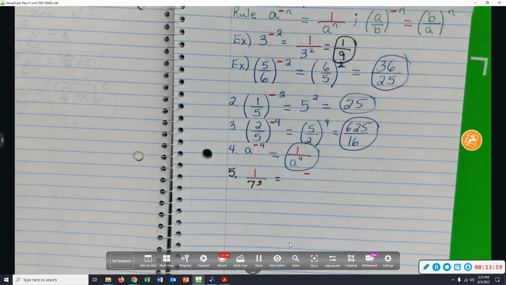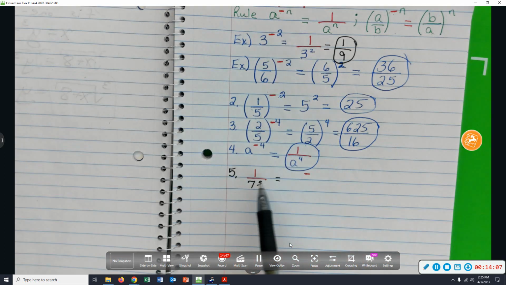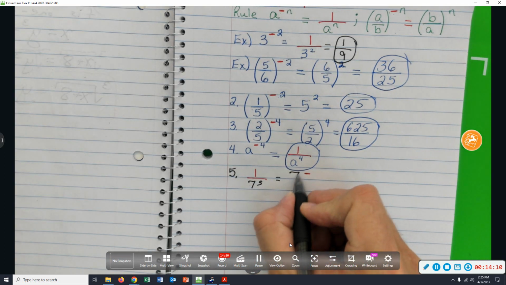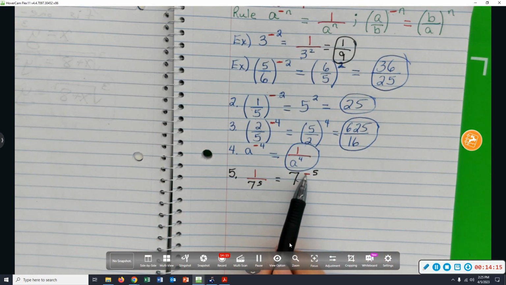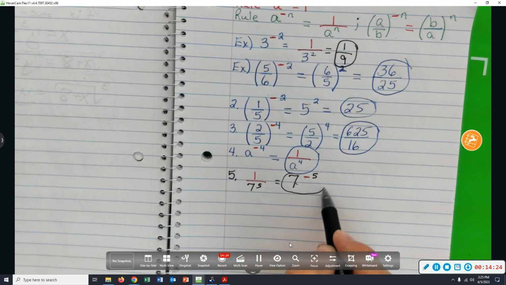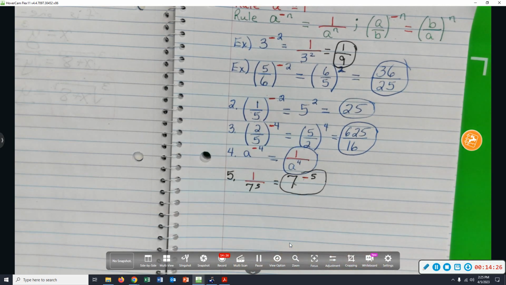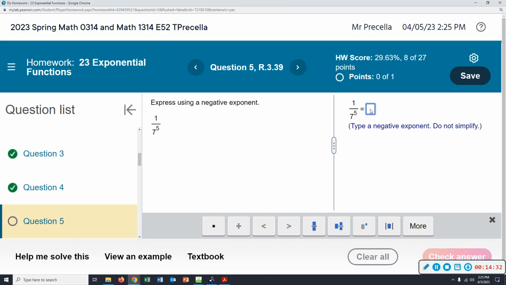If you want to get rid of that 1 over, you make the exponent negative. And that's what we're doing here. So then would it be 7 over, no, this is 7 to the negative 5. Okay. See, 7 to the negative 5 is the same thing as 1 over 7 to the 5th. So I'll type in 7, hit my exponent key, negative 5.